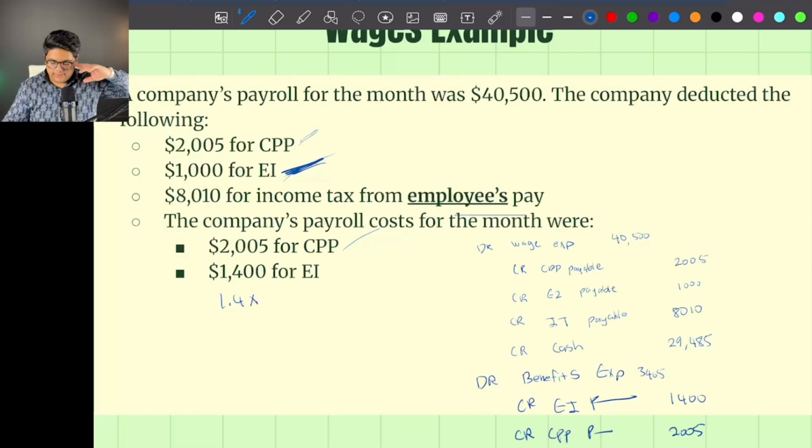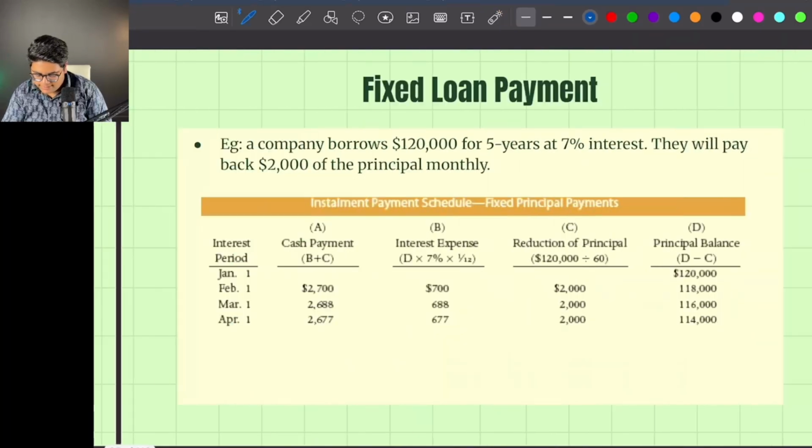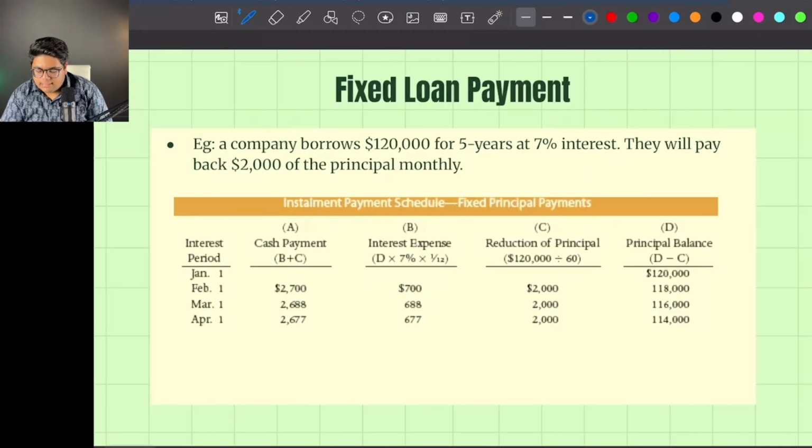So you got two debits here, and you got a bunch of credits. All of these, like your CPP, EI, and income tax, are payables, and you record them as credit, and you're also getting rid of your cash. By the way, this is payable. I didn't want to write out payable. It takes too much time. Cool. That's your wages example.